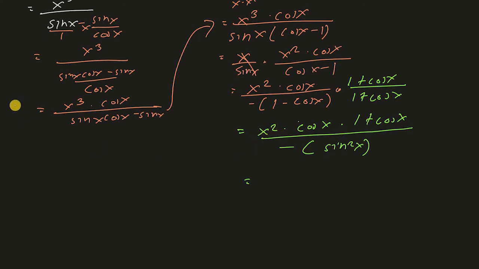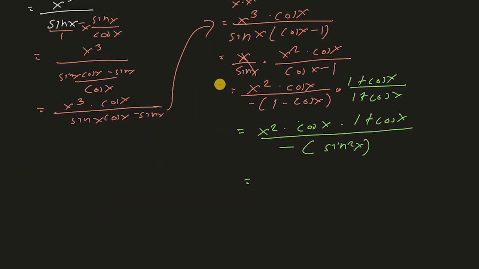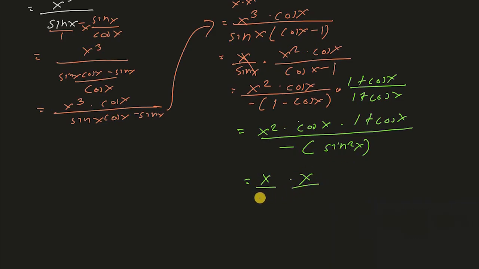Pwede ko na ulit gamitin yung ating theorem na to. So, going back in here, pwede ko siyang i-factor out. That's x times x. Sa baba nila, you have sine squared x. Parang dalawa yun na sine x times sine x. So, ito magiging 1, magiging 1. So, sa taas, natira naman yung, wait, that's not equals. Sorry, that's times. Times pa rin yun. Times cosine x times 1 plus cosine x over negative 1. Don't forget, may negative 1 pa tayo doon.